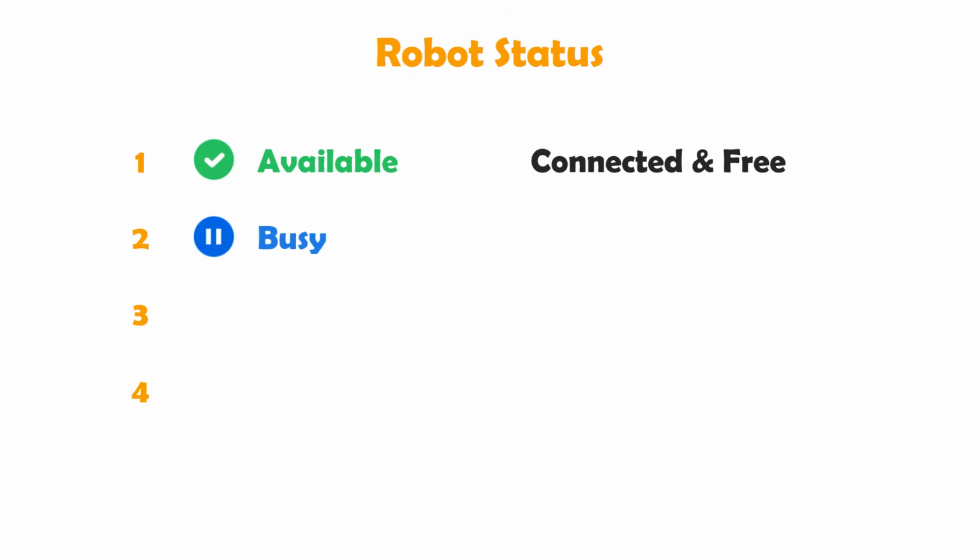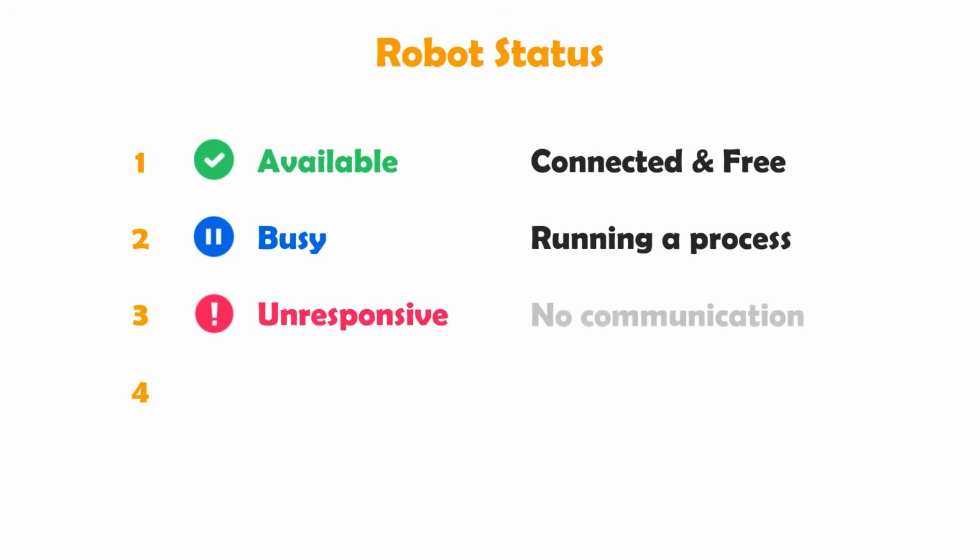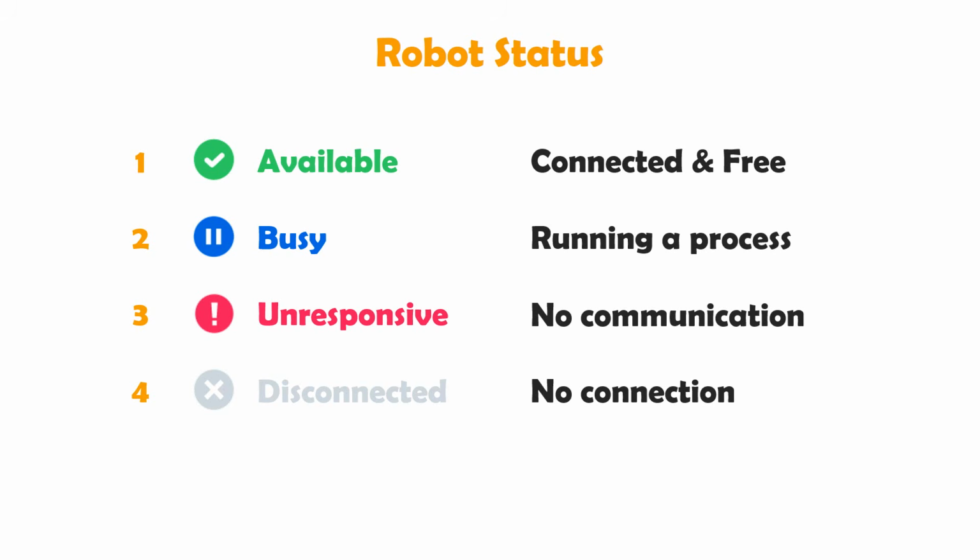Busy. This means that the robot is running a process. Unresponsive. UiPath Robot and Orchestrator have not communicated in the last 2 minutes. Disconnected. The UiPath Robot has no connection to the Orchestrator. This happens, for example, if the machine is offline. Let's move to the next component.